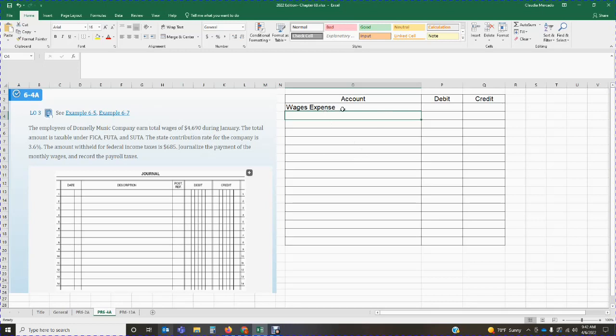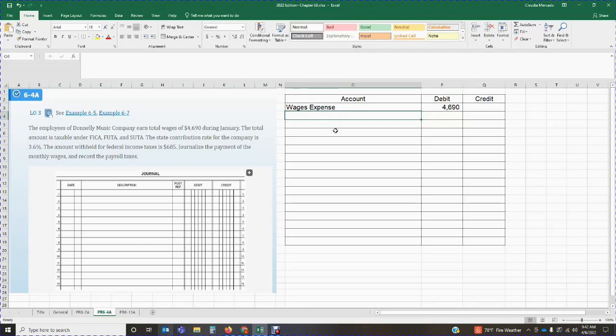Now remember, in Cengage, they use either wages or wages expense. It just depends on the problem. Just know that either way, it's an expense to the company, okay? And the amount in the problem is $4,690. Remember, an expense account has a normal balance of a debit. Every time that you see the word expense, it's a debit to the specific account. So wages expense is an expense account. The normal balance of an expense account is a debit, okay?